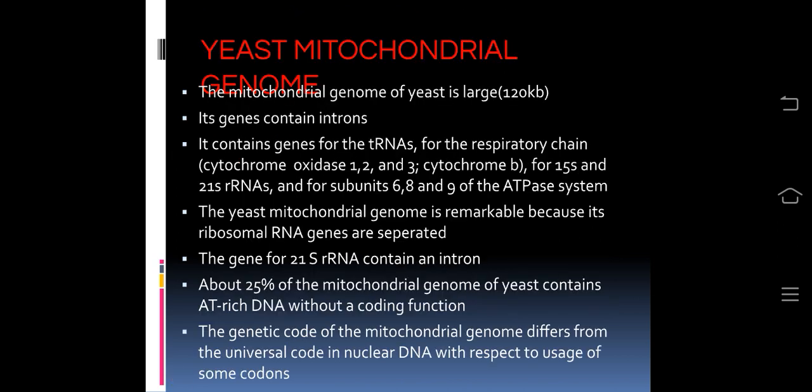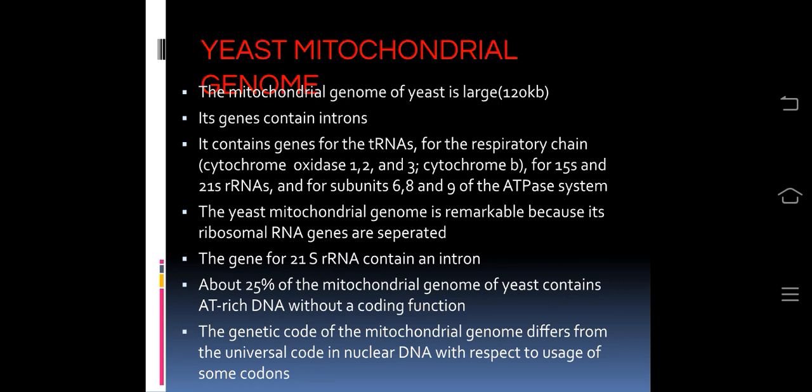Yeast mitochondrial genome. The mitochondrial genome of yeast is large, and its genes contain introns. It contains genes for the tRNAs for the respiratory chain, cytochrome oxidase 1, 2, and 3, cytochrome B, for 15S and 21S rRNAs, and for subunits 6, 8, and 9 of the ATPase system. The yeast mitochondrial genome is remarkable because its ribosomal RNA genes are separated. The gene for 21S rRNA contains an intron.